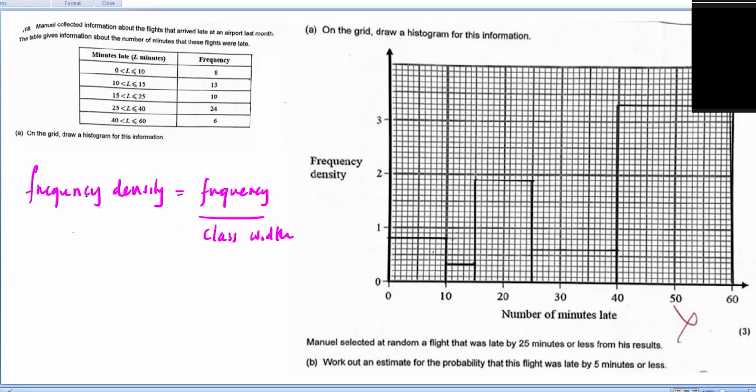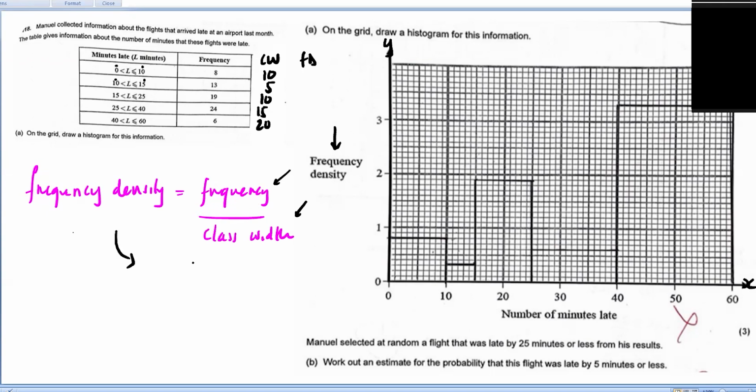So we've got frequency density on our y-axis, and number of minutes late on our x-axis. We need to work out frequency density, and we do that using the frequency and class width. So let's work out the class width. To work out class width, we just do 10 take away 0, 15 take away 10, and so on: 10, 5, 10, 15, and 20. And then we do frequency density. We use this formula to do it.